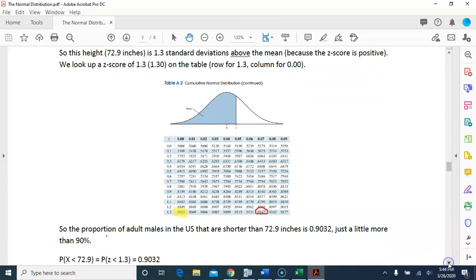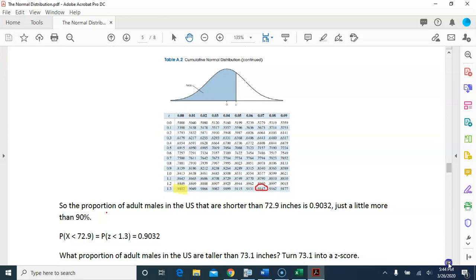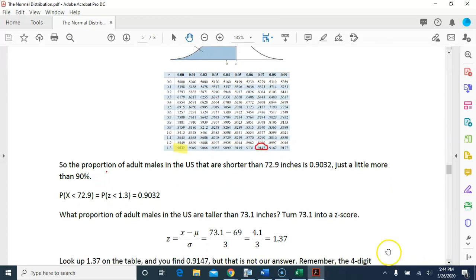And then we get that decimal number there off of the table. So the probability of an adult male being less than 72.9 inches is the probability of a z-score being less than 1.3, which is 0.9032. If we do greater than, that presents a little bit of a twist. What proportion of adult males in the U.S. are taller than 73.1 inches? So we turn the 73.1 inches into a z-score.